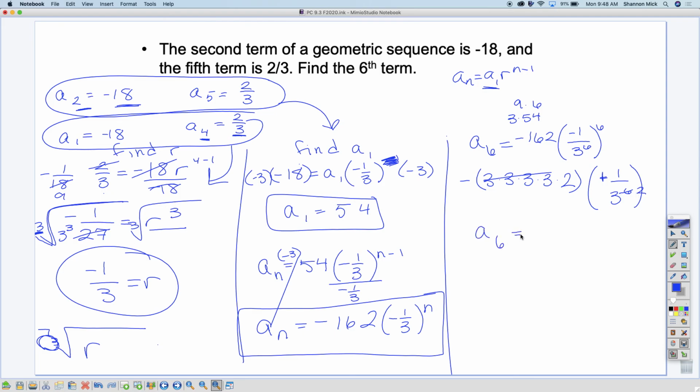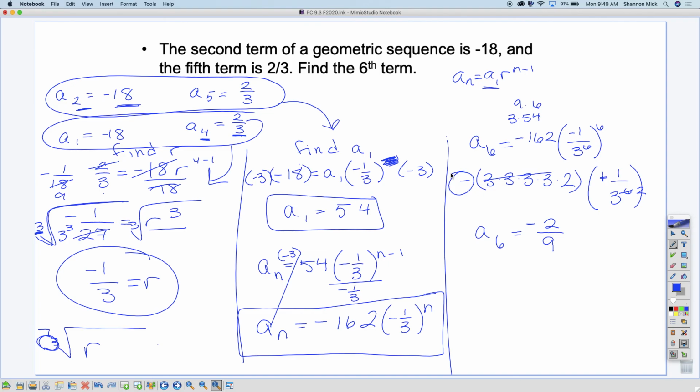Why would that turn positive again? Because if I take negative 1 times itself 6 times, I get 2 over 9. Oh, negative 2. Yep. I forgot about that. Negative 2/9.